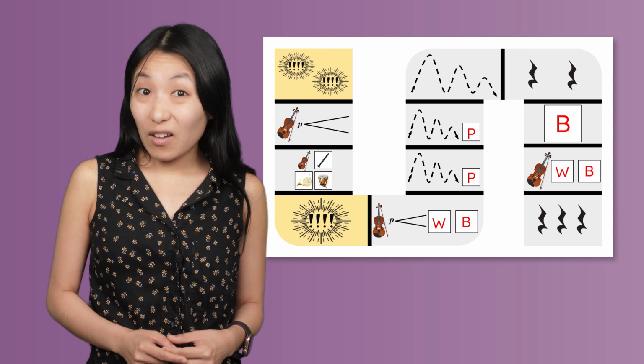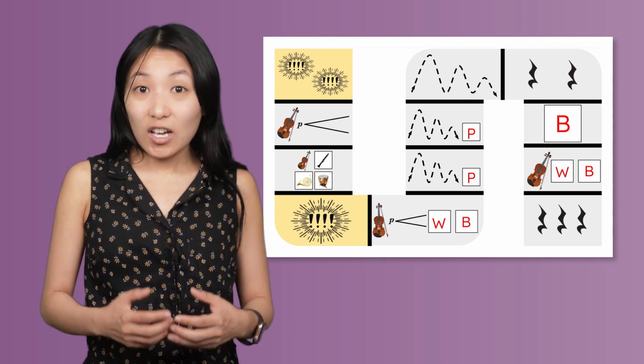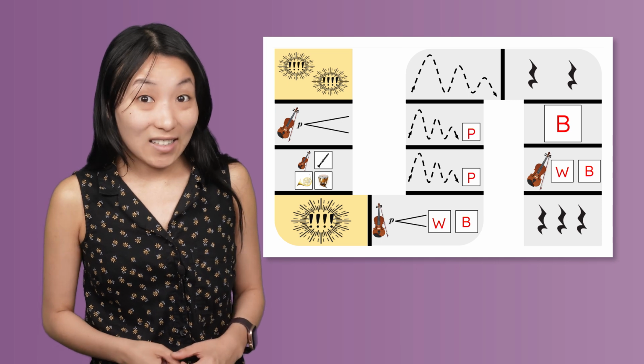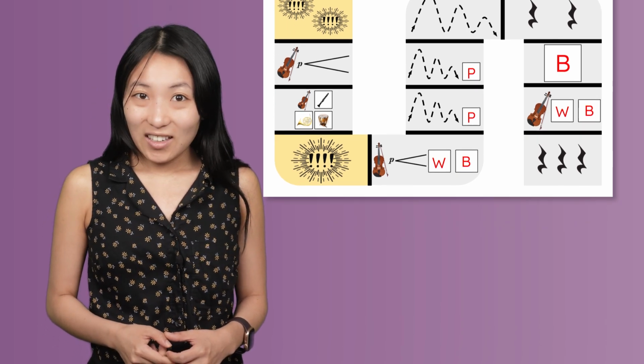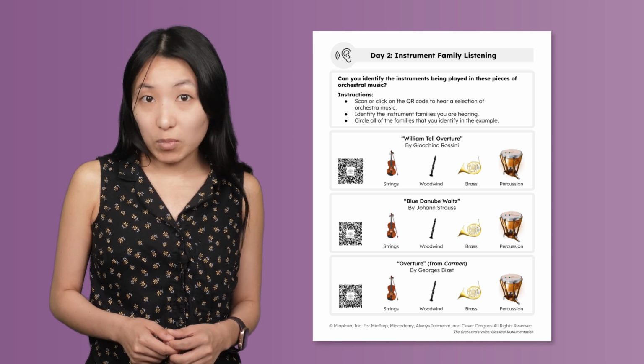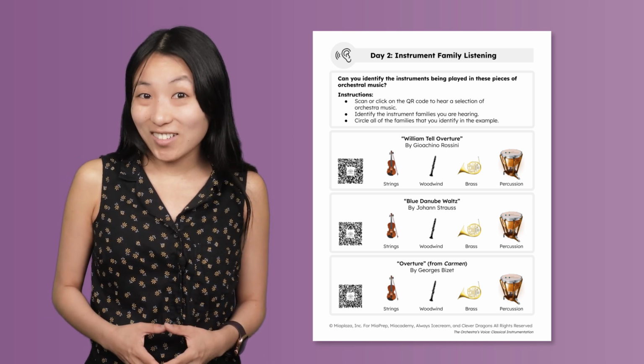Beethoven was really clever with how he used the orchestra to create unique music. You've gotten so good at identifying the instruments you're hearing. In your lesson materials, you can check out some other great orchestra music and practice your listening skills.